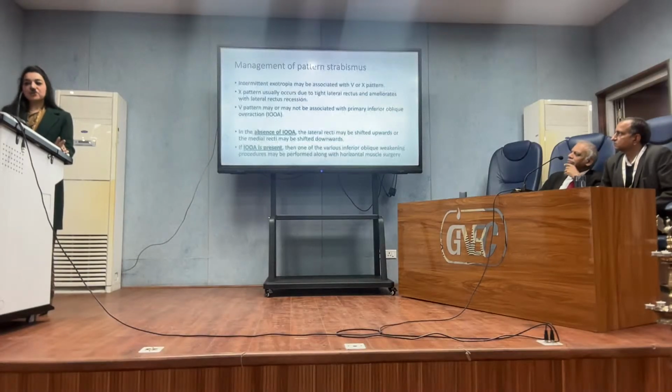This is management of pattern strabismus. This depends on whether there is oblique overaction or not. If overaction is present, we usually go ahead with inferior oblique recession. Otherwise, we do an MR and LR upshift and downshift.